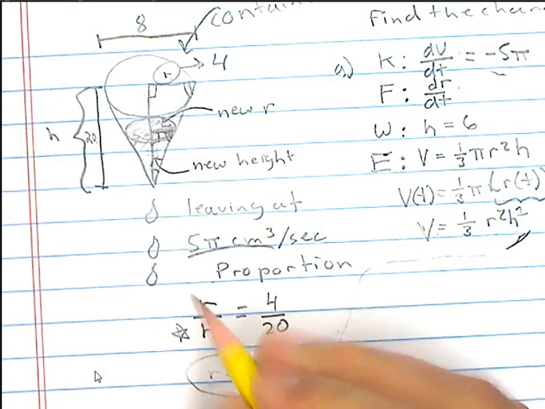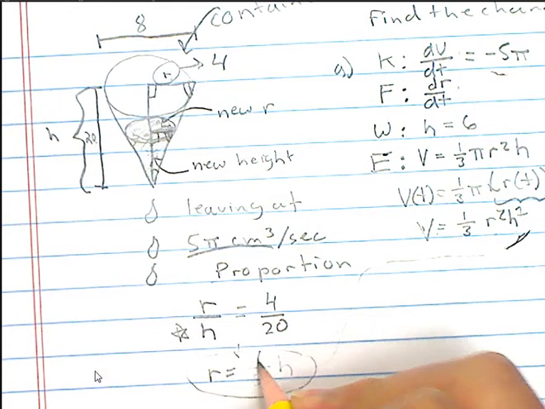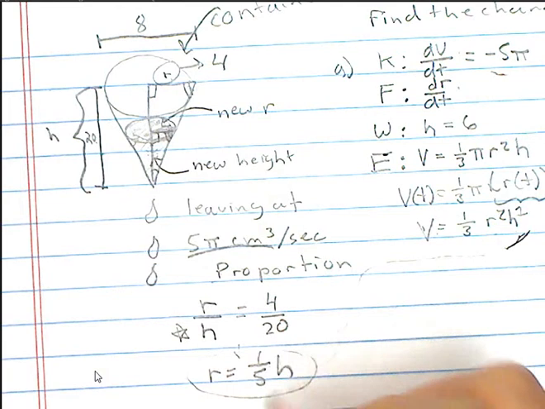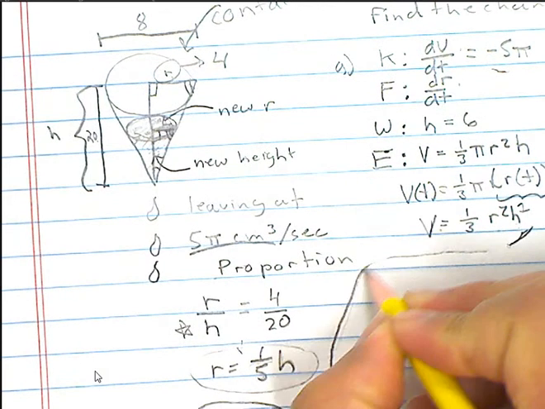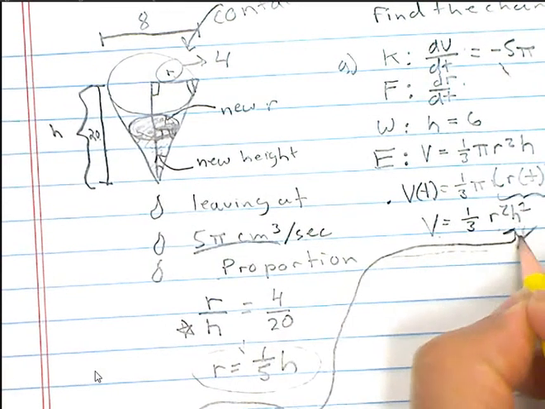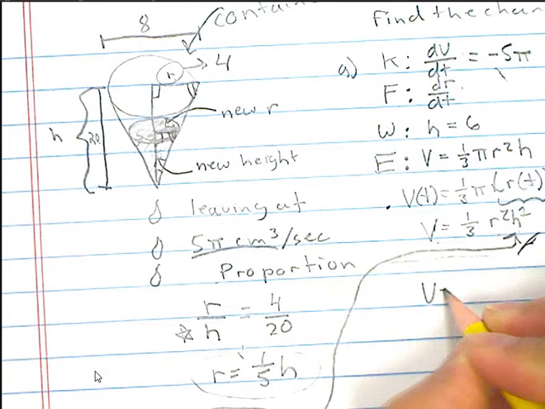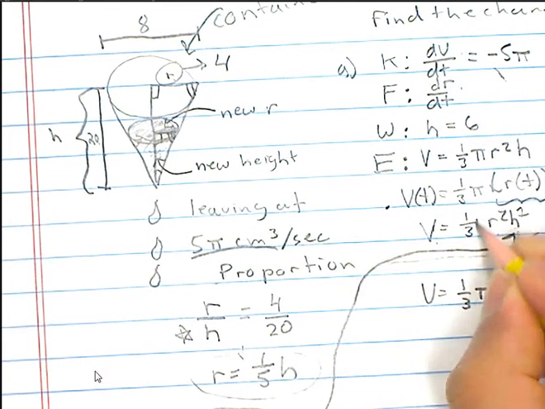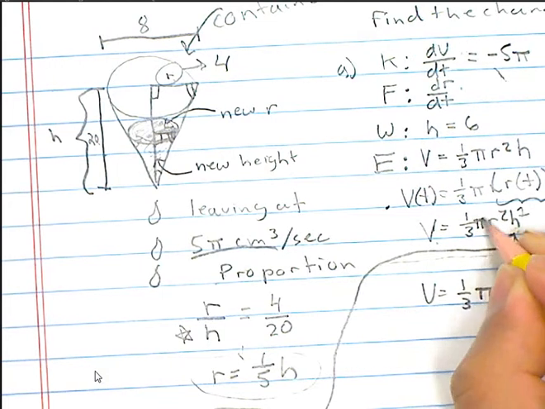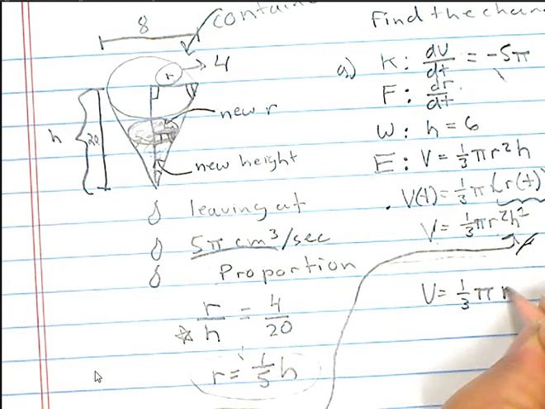Well, really, I could use the step R equals 1/5 H, and then I can multiply both sides by 5 and say H is equal to 5R. Okay, so now I'm ready to substitute into H. So now V is equal to 1/3 pi, oh, I missed my pi right there, pi r squared and 5r.